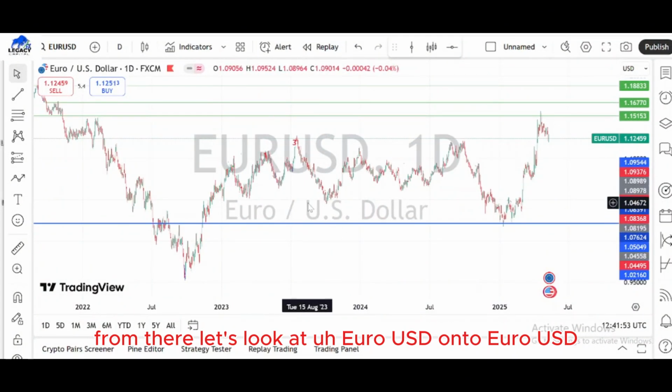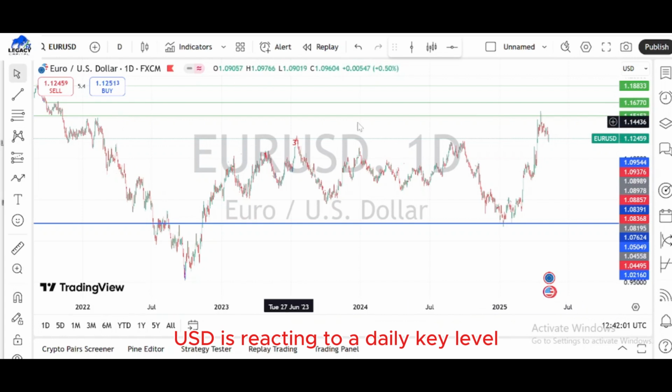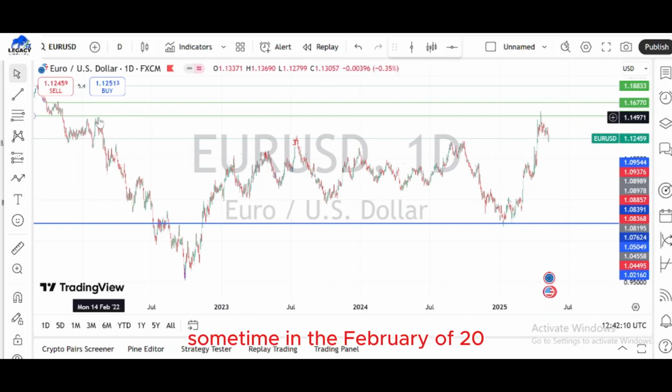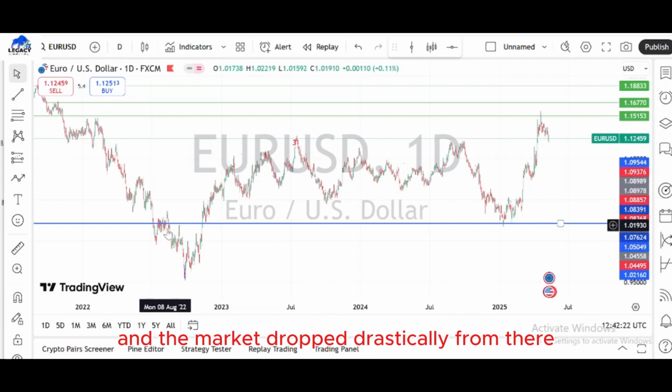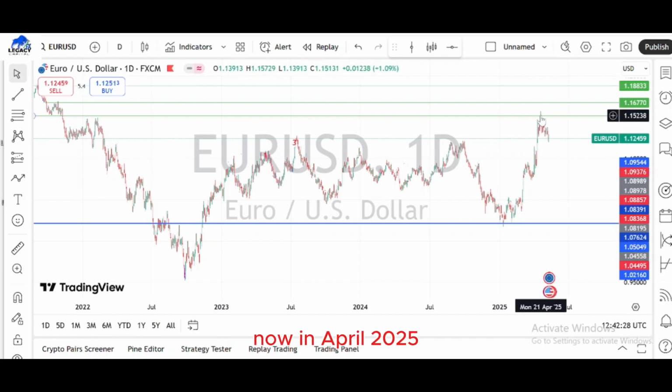From there, let's look at Euro USD. Onto Euro USD, we will notice that Euro USD is reacting to a daily key level at 1.15153. The market got to this level sometime around the 10th of February 2022, and the market dropped down. Before the market got to that level, the market had been on the downtrend, and it dropped drastically from there. So the market successfully pushed back to that level now in April 2025. And before the market pushed to that level, what should we take into consideration?